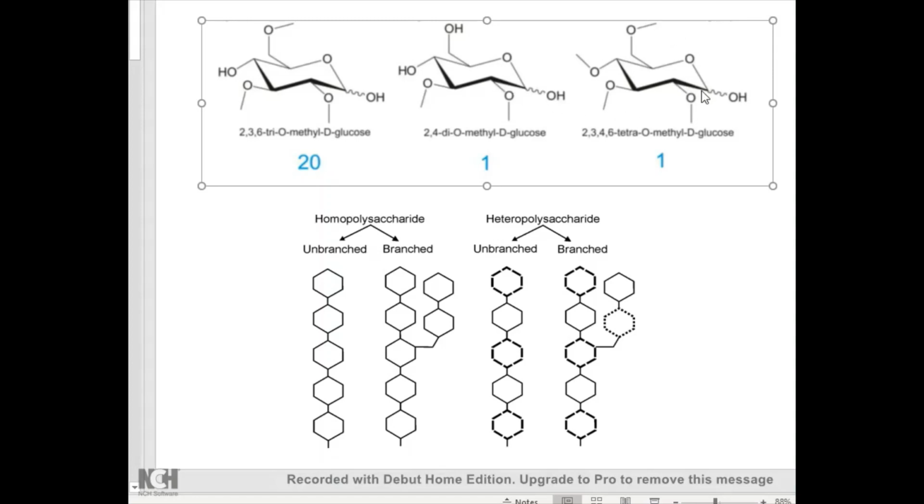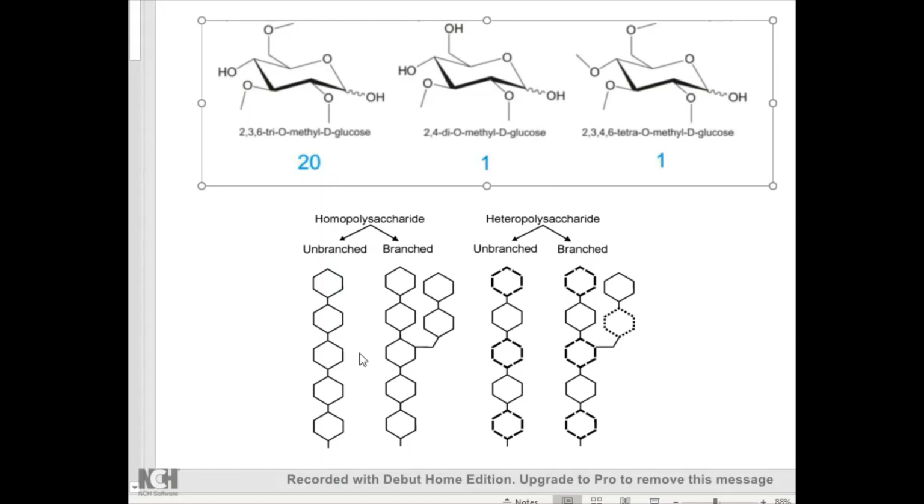This oligosaccharide has only 1 OH group unmethylated, and it's most likely the terminal one. So you can see, for example, this monomeric unit, schematically shown here, is bound by only 1 OH group to the neighboring one. This OH group will remain unmethylated, while the other 4 will be methylated.